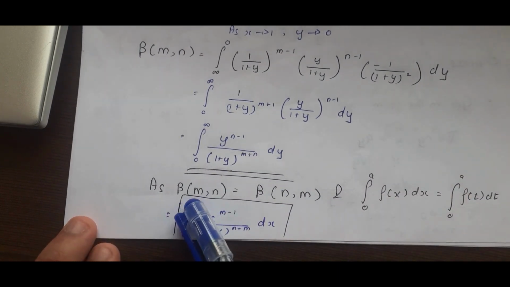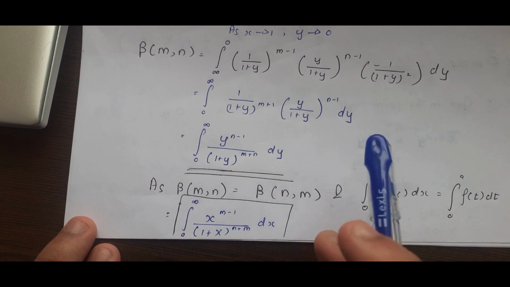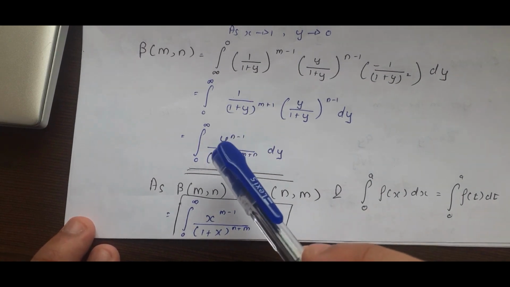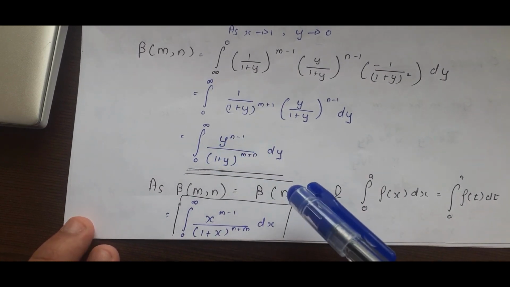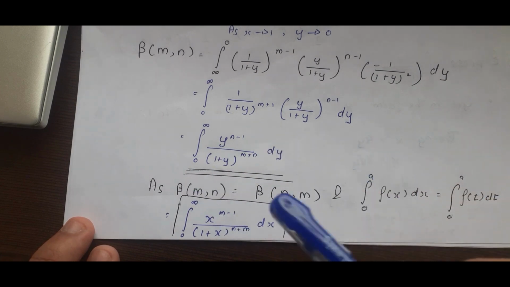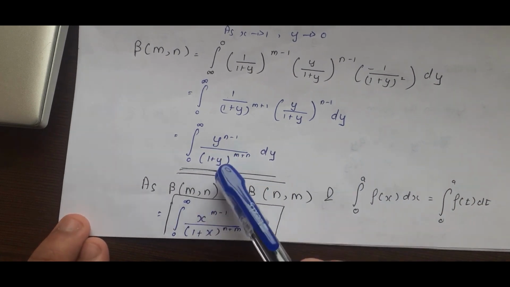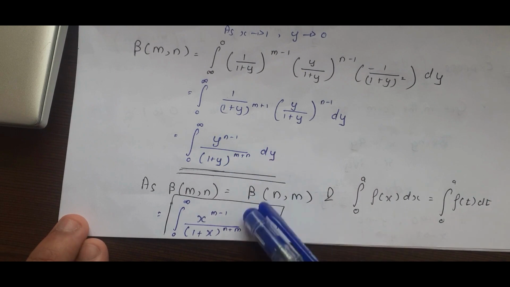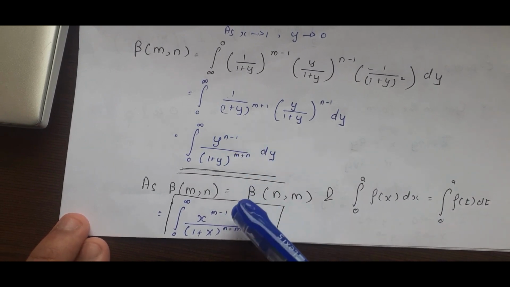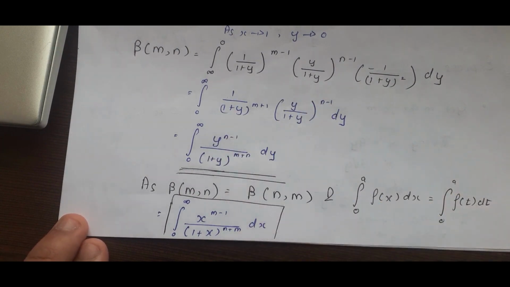Now we know beta of m comma n equals beta of n comma m, so I can just swap the places of m and n and still get the same answer, the beta function. And since this is a definite integral, I can just change the variables inside. So that's what I've done over here. I've changed the variables to x instead of y, and I'm swapping the values of m and n.